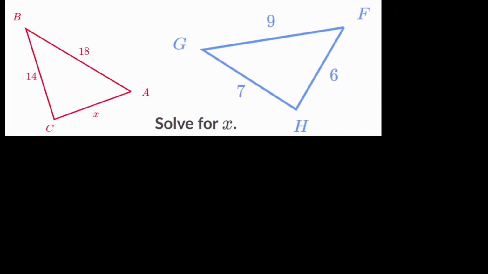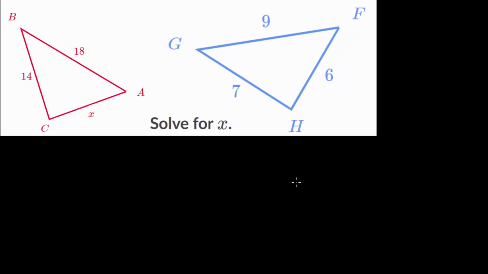The key idea to look for between these is to compare their side lengths and recognize that these are similar triangles. Since we don't know anything about their angle measures, we can't use any sort of trigonometry to compare the angles. We know these triangles aren't congruent because the side lengths here are significantly different than the side lengths here.